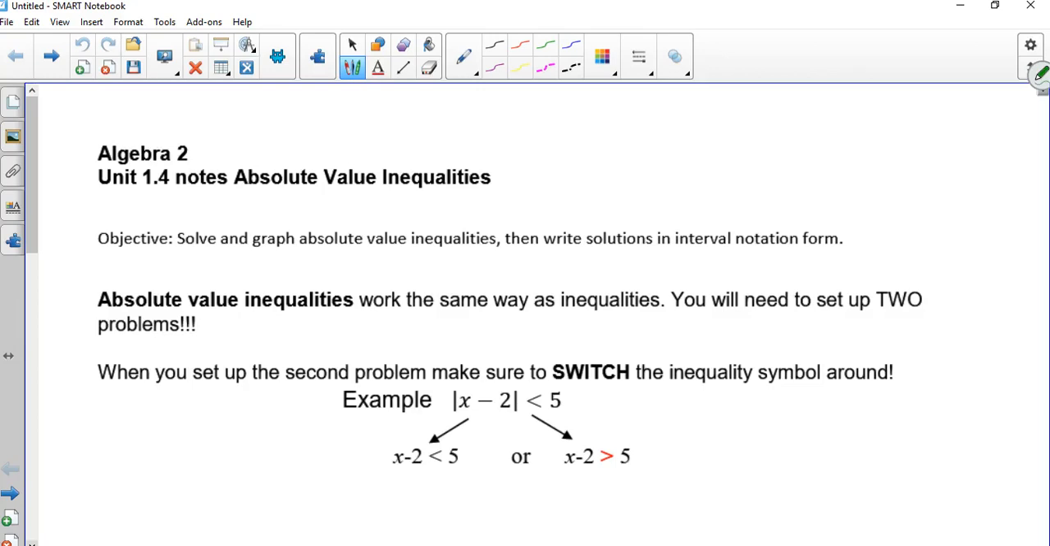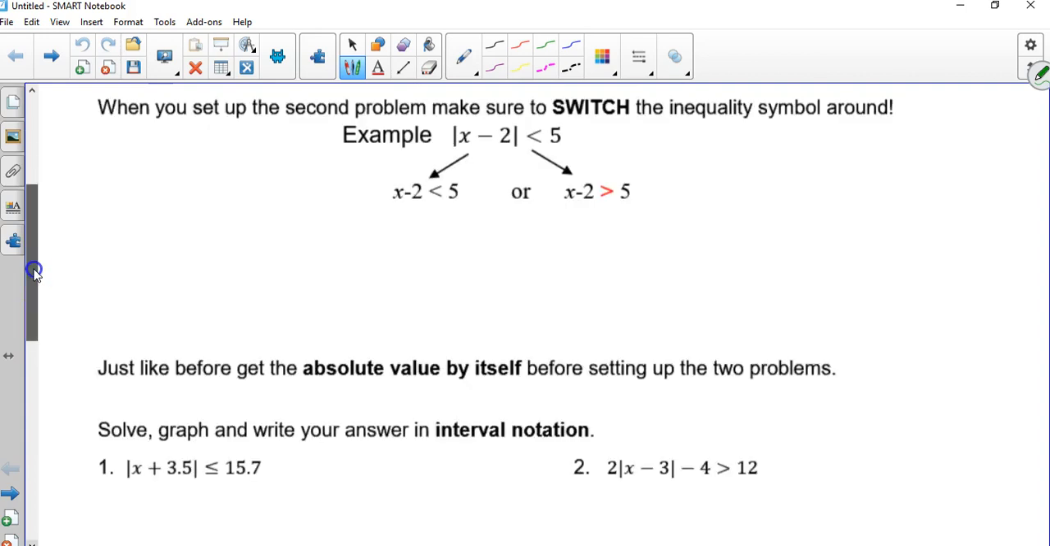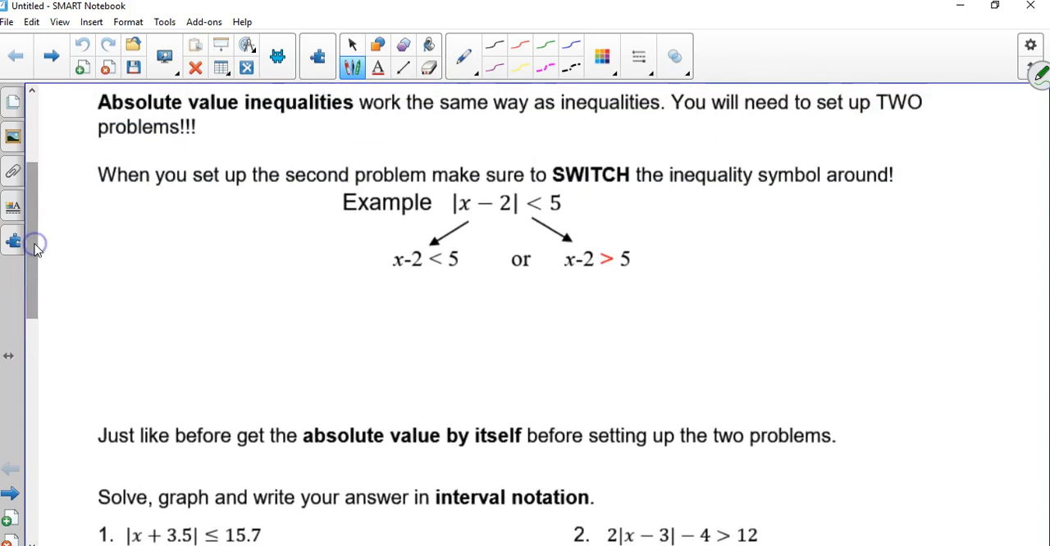1.4 absolute value inequalities. Our goal is to solve and graph them, then write the solutions in interval notation. Absolute value inequalities work the same way as regular inequalities. You'll need to set up two problems. When you set up the second problem, make sure to switch the inequality symbol around.